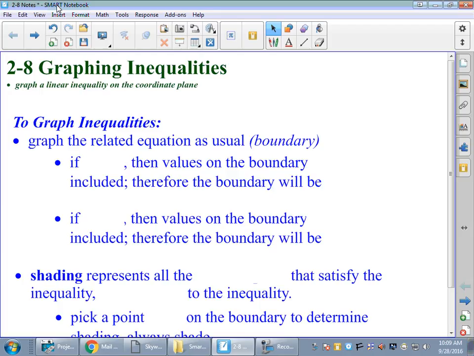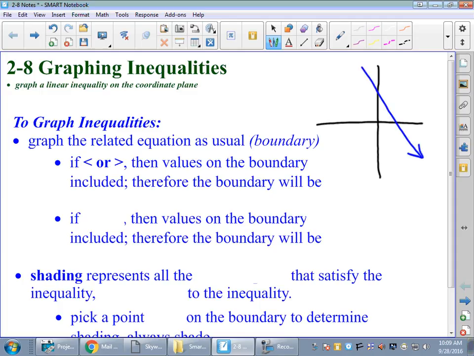So when you graph an inequality, you're going to graph the related equation as the boundary. So what we're going to have is a line, and then what that does is it creates two boundaries on the coordinate plane. So you'll graph the inequality as the equation, and then that creates a region above the boundary line or below the boundary line.